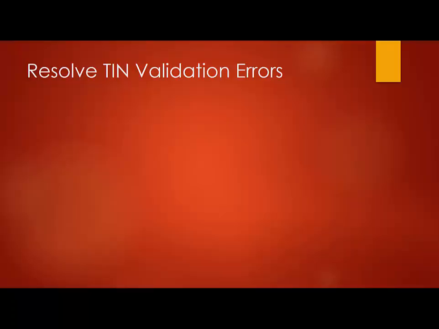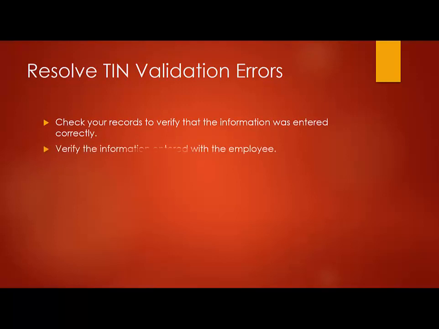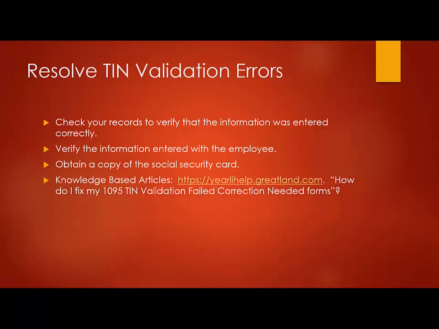To resolve TIN validation errors, the IRS suggests that you do the following. First, check your records to verify that the information was entered correctly. Next, verify the information entered with the employee. If possible, obtain copies of that Social Security card. The name and Social Security number should match what is on their card. More details can be found in the knowledge base article on the website. This article is called How Do I Fix My 1095 TIN Validation Failed Correction Needed Forms.